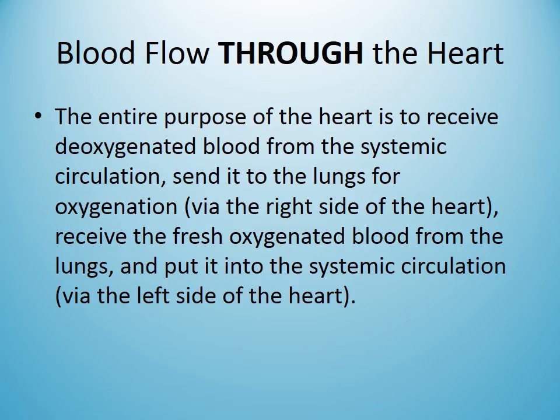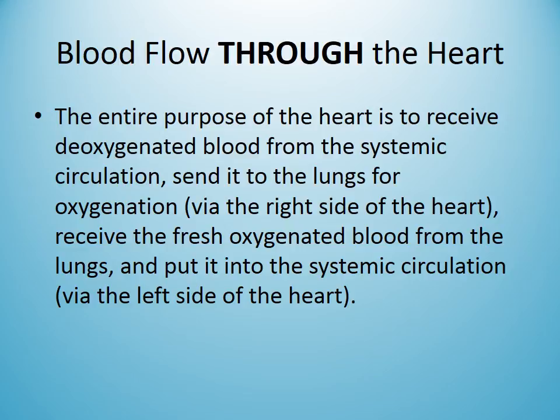So blood flow through the heart. Now this is literally through the chambers, not how the heart gets its blood supply, but how it flows through it. So the entire purpose of the heart is to receive deoxygenated blood from the systemic circulation, send it to the lungs for oxygenation via the right side of the heart.